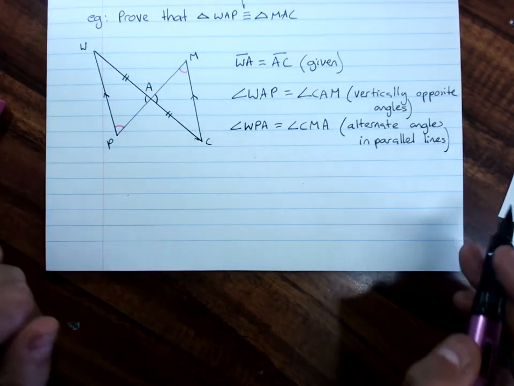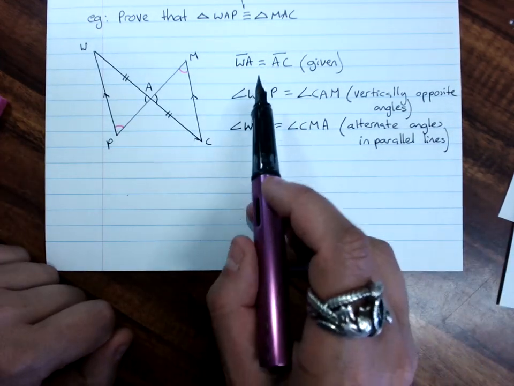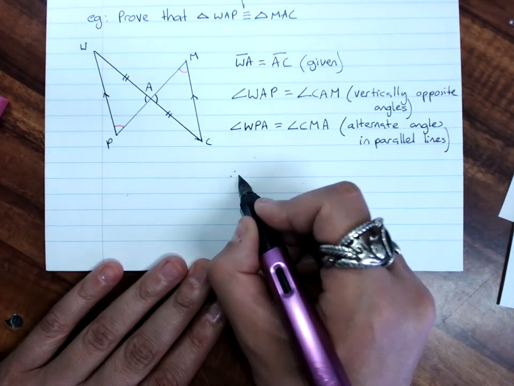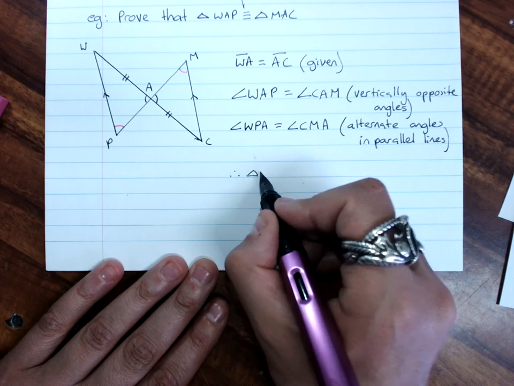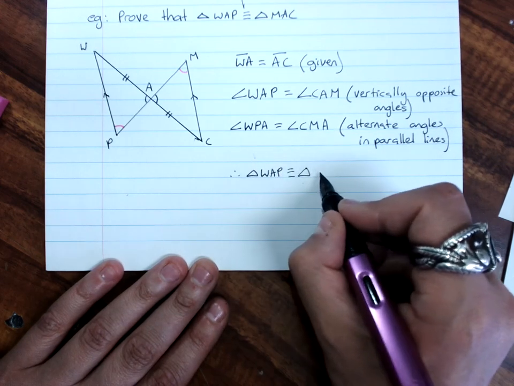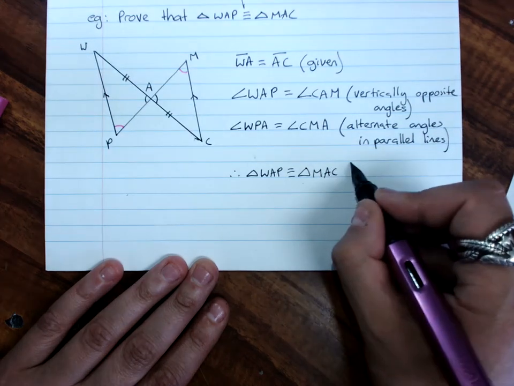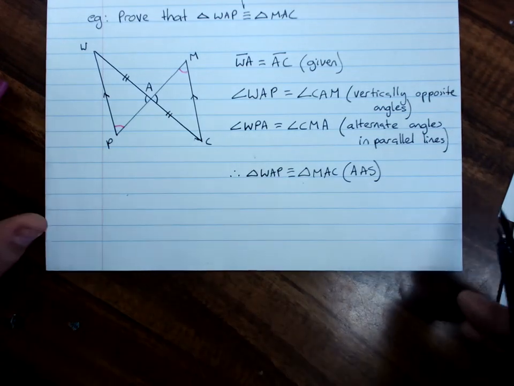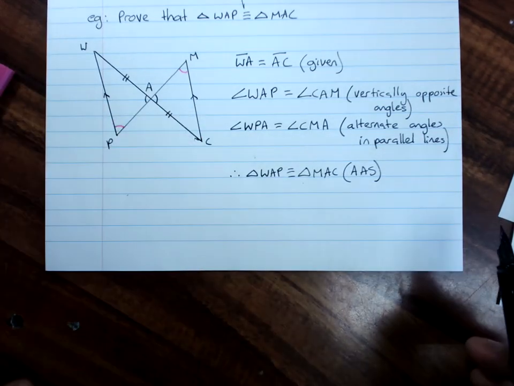So now I've got 3 bits of information. Is it enough? I've got angle, angle, side. Yes, it is. So you say, therefore, triangle WAP is congruent to triangle MAC because angle, angle, side. That's a formal proof to prove that those two are congruent.